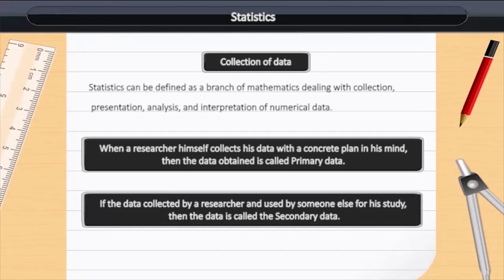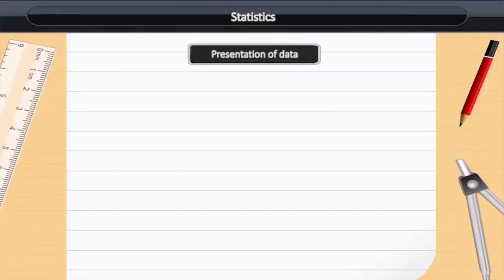If the data is collected by a researcher and used by someone else for his study, then the data is called the secondary data. Presentation of data.